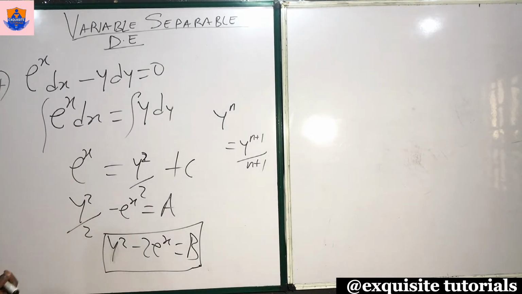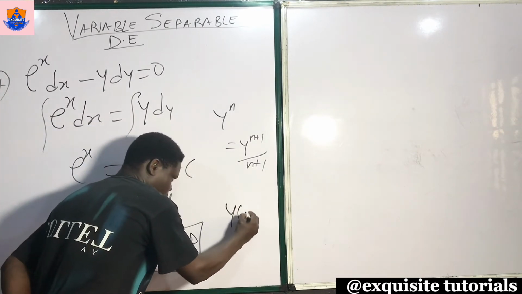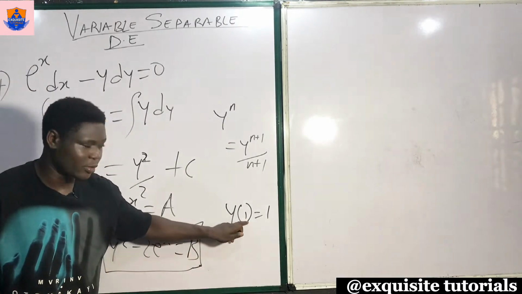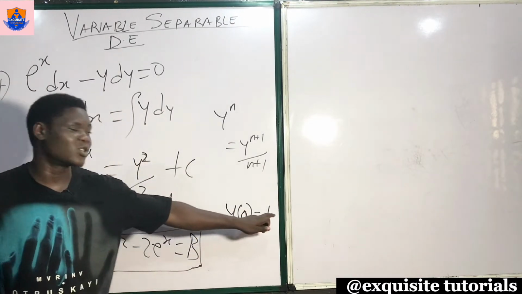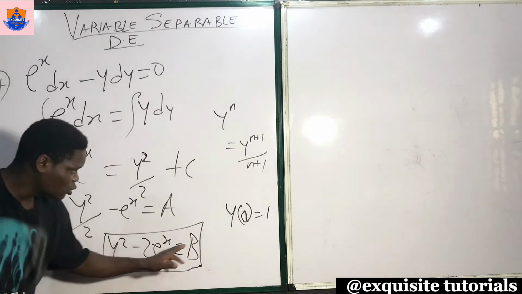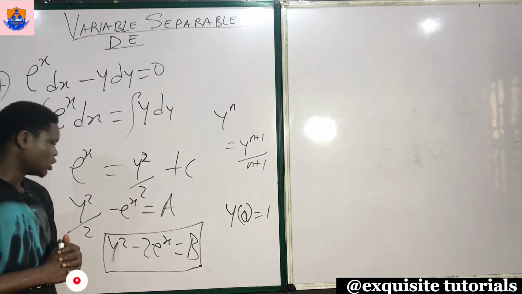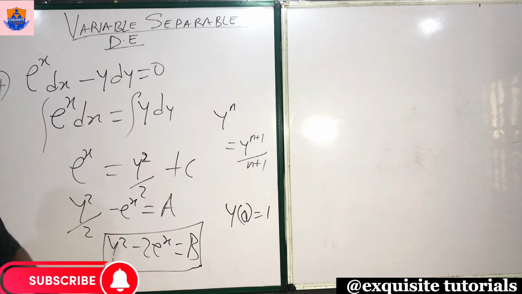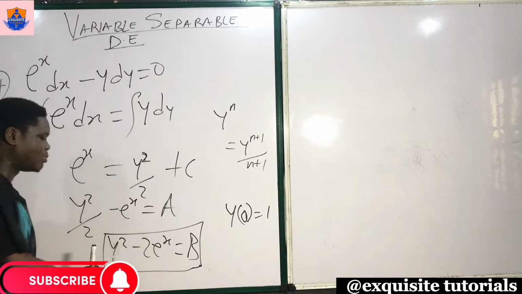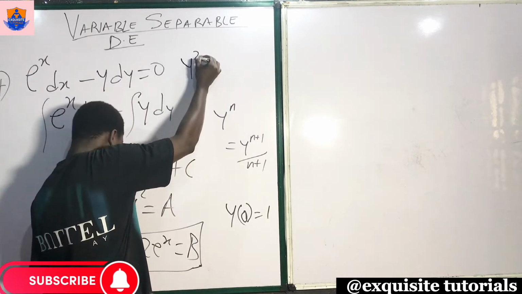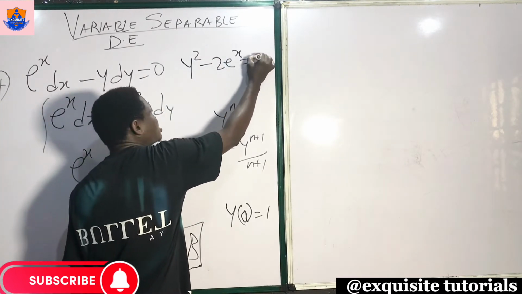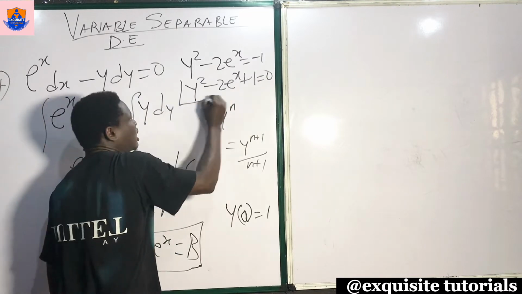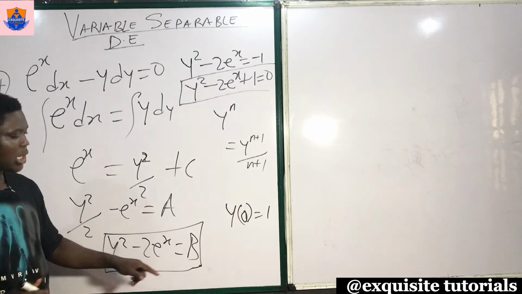Now let's assume we were given the condition that at x equals 0, y is equal to, let's say, 1. Now how do we go about it? We substitute our x as 0, e raised to the power 0 is 1. Then we substitute our y as 1, so we have 1 squared, 1 minus 2, that will give you minus 1. So it means that b is minus 1. So I can now replace b and write minus 1. So the particular solution for that differential equation will be this: y squared minus 2e to the power x plus 1 equals 0. Now this will be our particular solution, while this is our general solution.